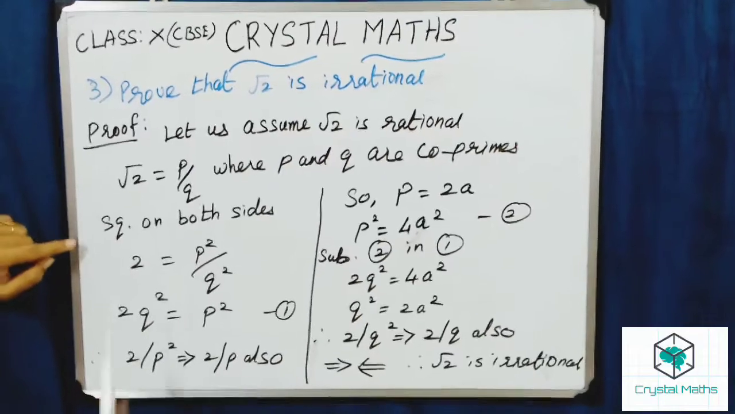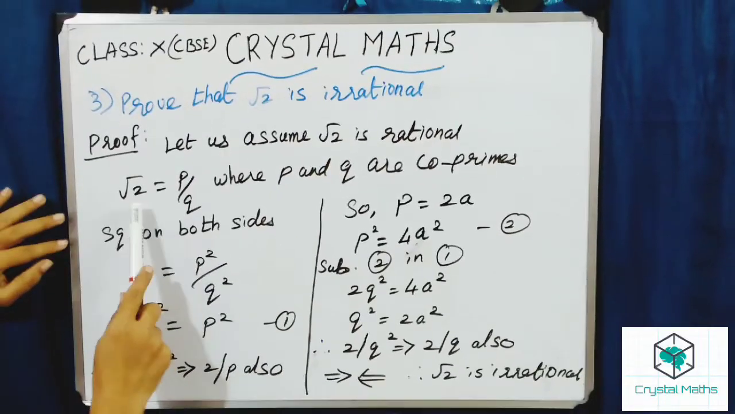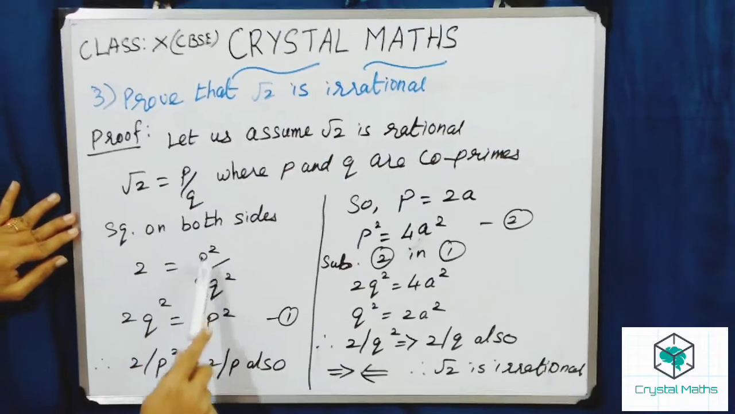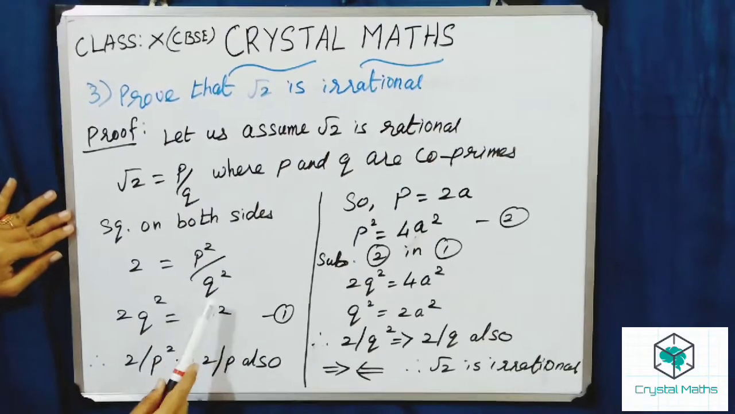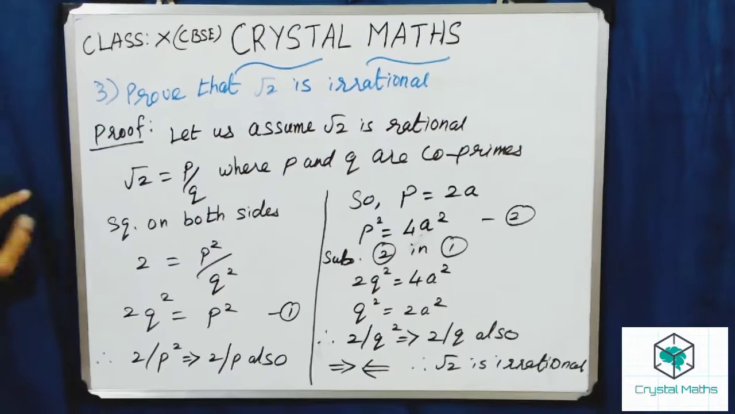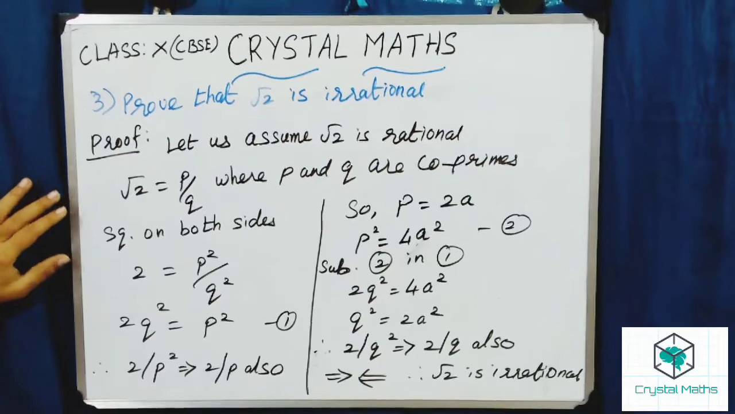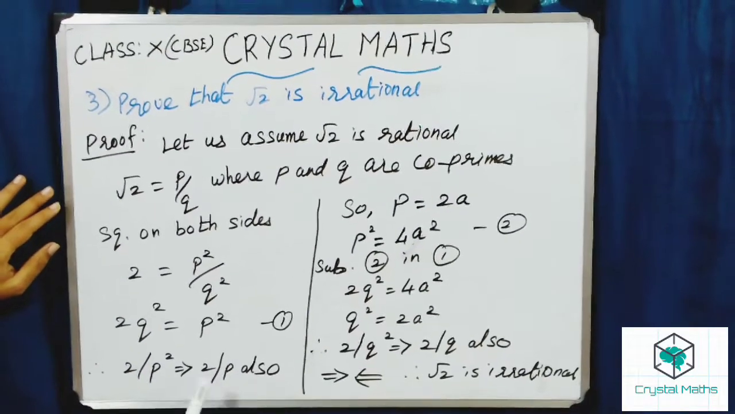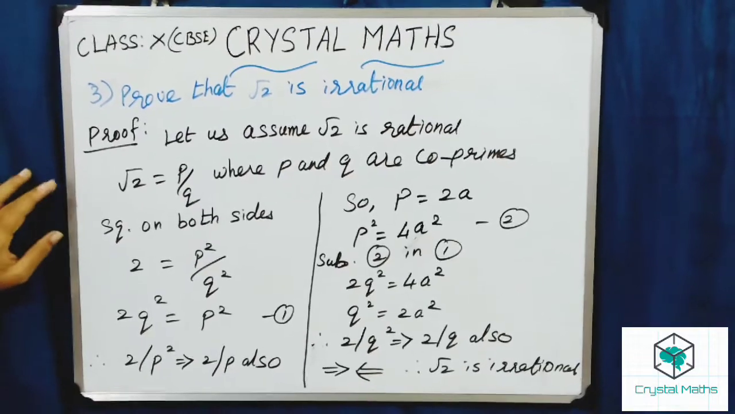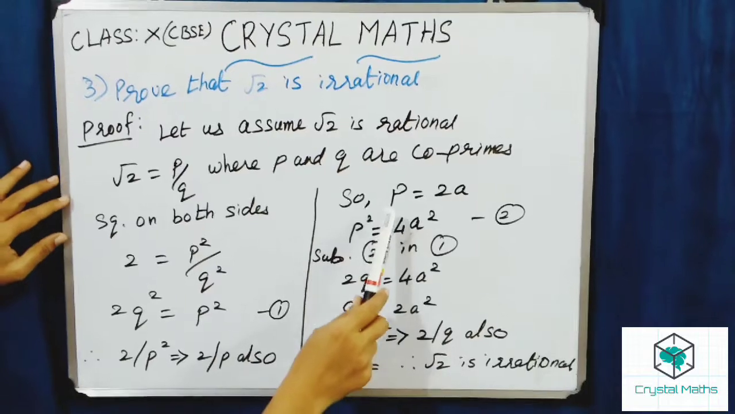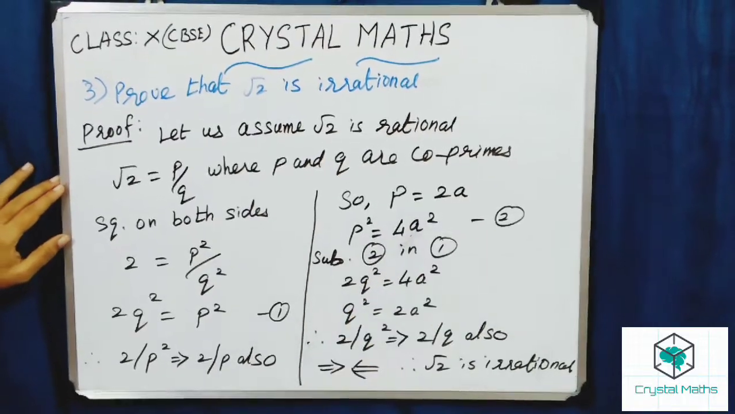Now square on both sides. If you square on both sides, root 2 square is 2. Here p by q whole square is p square by q square. By cross multiplication we are getting 2q square equal to p square. By the theorem which is given in the textbook, we can say 2 divides p square. That means 2 divides p also. If 2 divides p, we can write p equal to 2a.